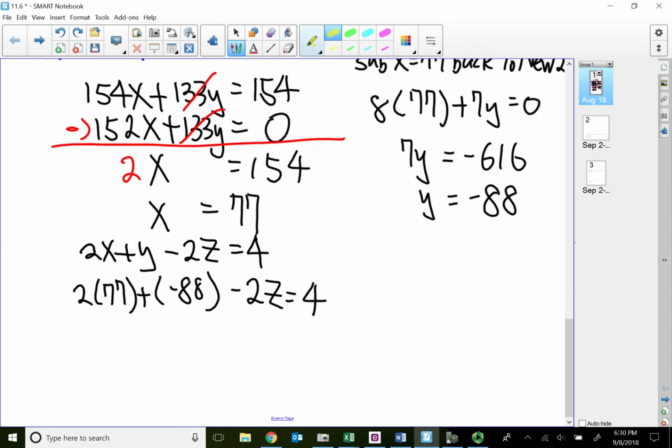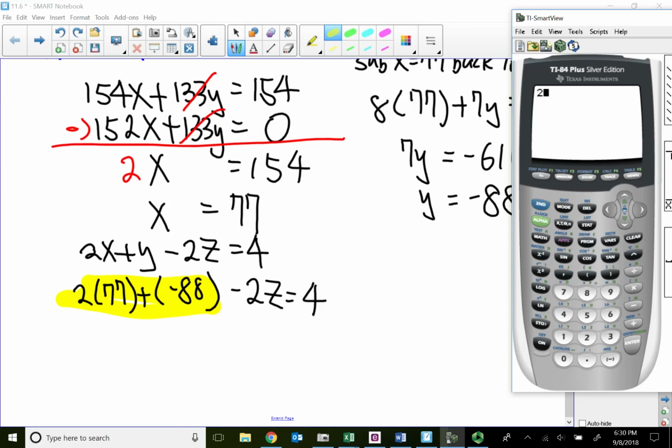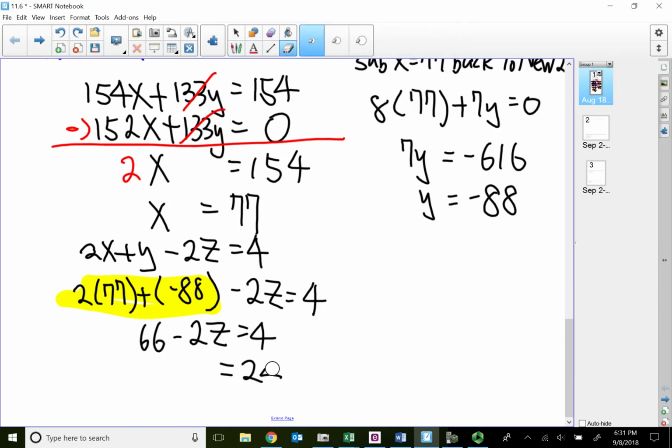I'm going to go ahead and put this in the calculator and see what that is. 2 times 77 plus negative 88, or you can say minus 88, same thing. 66. So that will be 66 minus 2z equal to 4. I'm going to move my negative 2z to the right, become positive 2z. At the same time, I'm going to move my positive 4 back to the left side. That becomes 66 minus 4, which is 62. Divide both sides by 2.